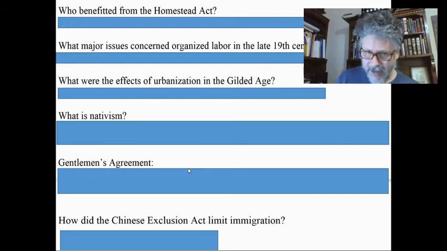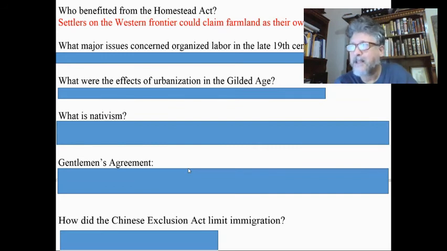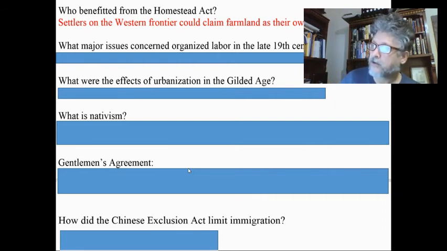Who benefited from the Homestead Act? We studied the Homestead Act, and that's a law that was passed by Congress to help settle the Wild West. So the people who benefited were settlers on the western frontier. These are people who moved out west, wanted to start homes, wanted to become ranchers, who wanted to claim farmland as their own, and they did. It was a really good deal. You could go out west and get 160 acres of free land. All you had to do was build something on it and pay a small fee. What a deal. Of course, the land they were giving away belonged to Native Americans. It wasn't really their land.